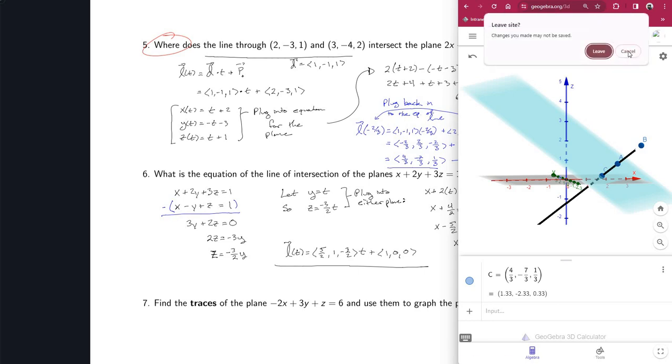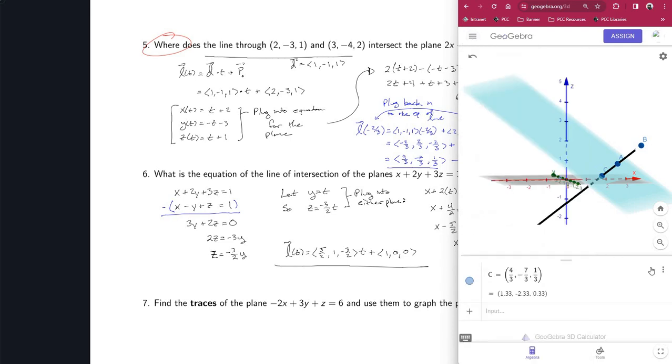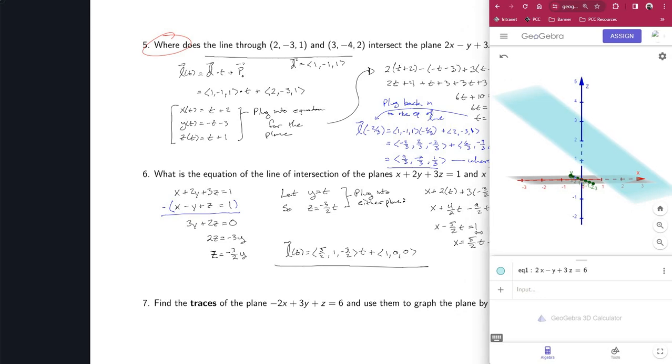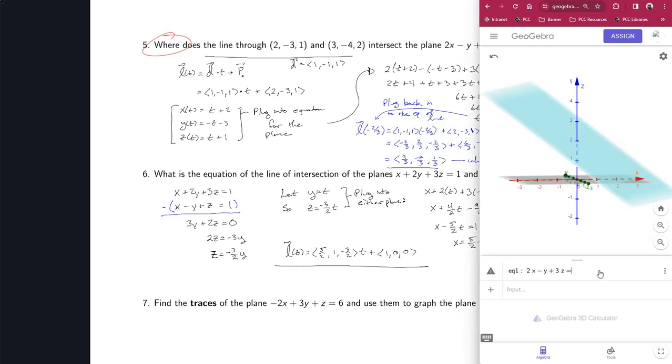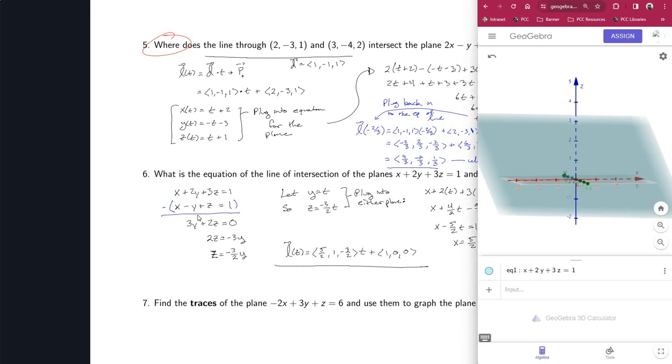So let's go ahead and just delete these and start over. Now looking at number 6, x plus 2y plus 3z equals 1. And the second equation was, oh, I've got it right here, x minus y plus z equals 1.